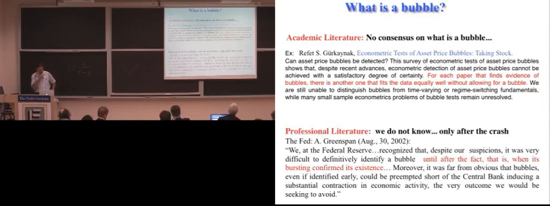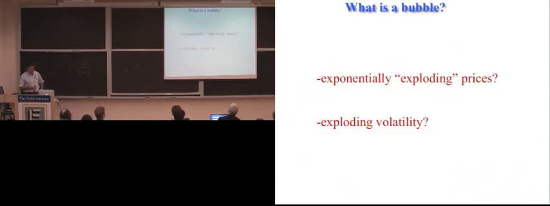In the professional literature, even more so, for example, there's this famous quote of Greenspan, 2002, and I think it still reflects by and large the position, for example, of the central bank, that you need a burst, you need a crash in order to be sure there was a bubble. So we would like to do a bit better in modeling. So what is a bubble?